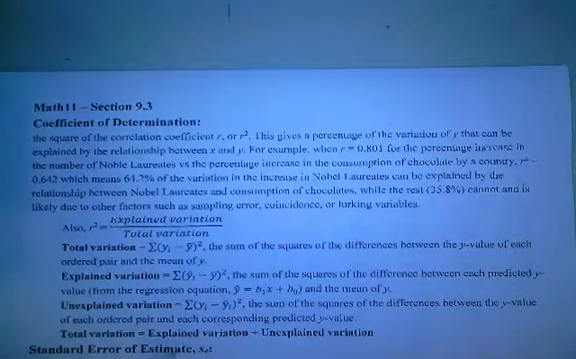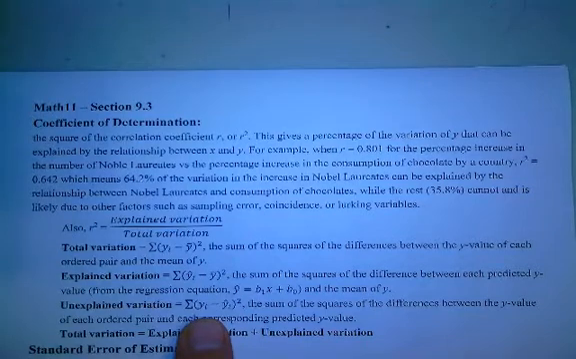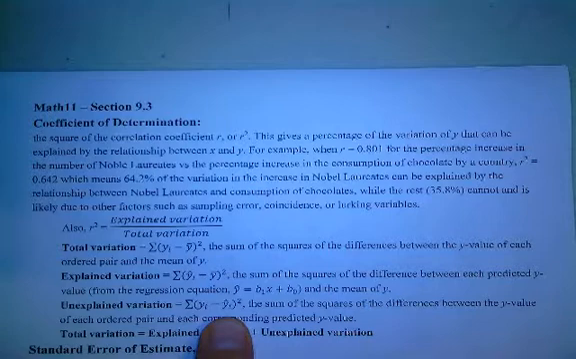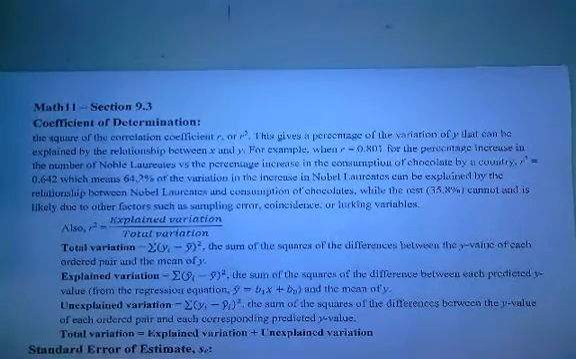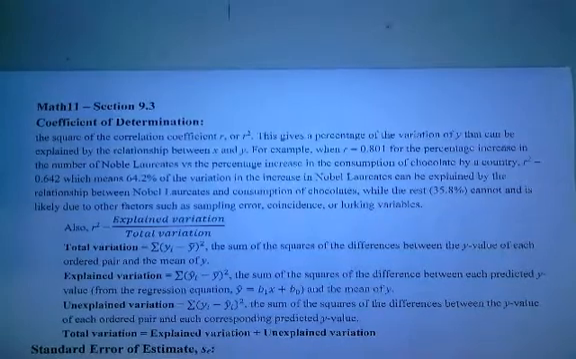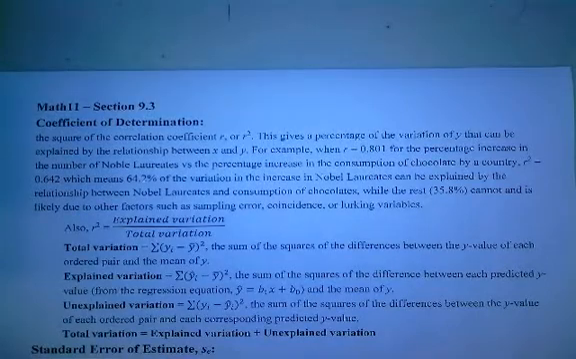And then the unexplained part is basically your residuals, which is the data value you had in your data set, subtract the one that came from the regression equation, and then again it's the sum of the squares for each ordered pair and each corresponding predicted Y value. Please note that the total variation should equal the explained variation plus the unexplained variation.